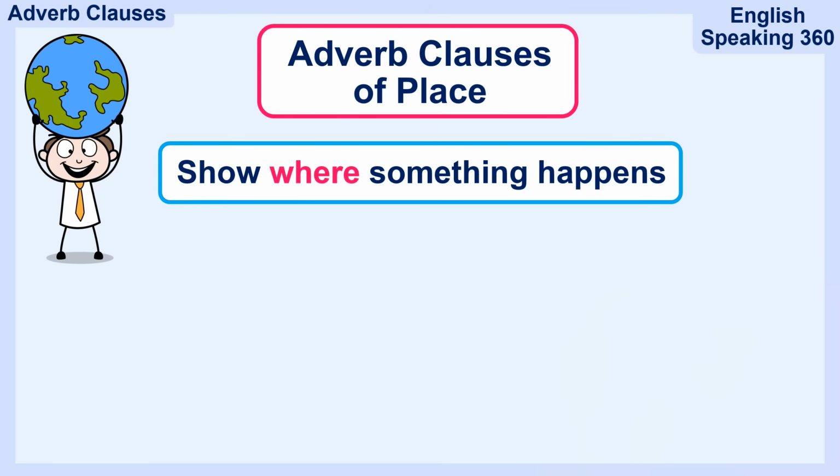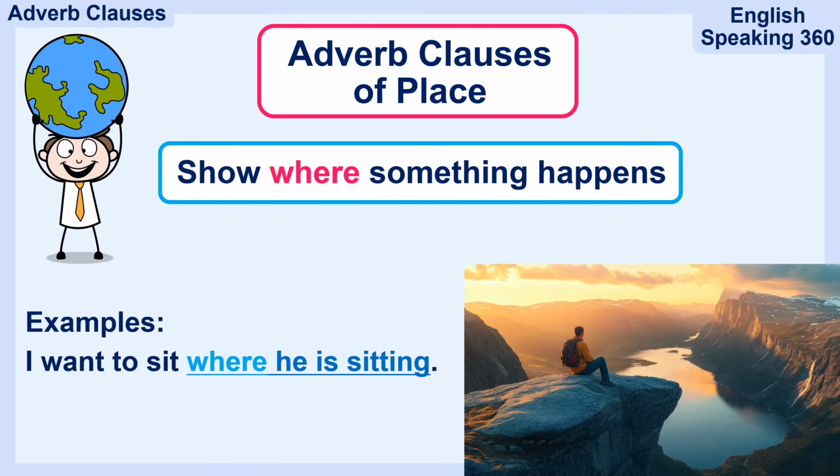Adverb clauses of place. They show where something happens. This one is pretty easy. I want to sit where he is sitting. I want to sit where? I want to sit exactly where that guy in the picture is sitting right now.